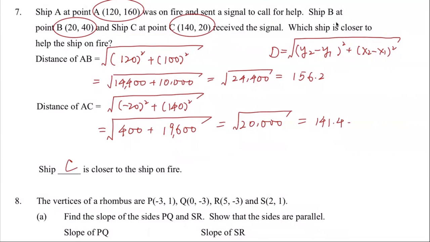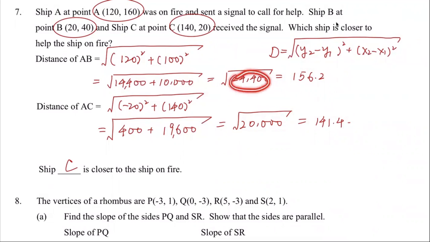Right? So here, actually, if you don't have a calculator, you don't really need to find these two numbers. Why? Because for the square root, if we want to compare two square roots, we can compare the numbers under the square root. Because the square root, you can see this as a function, right?